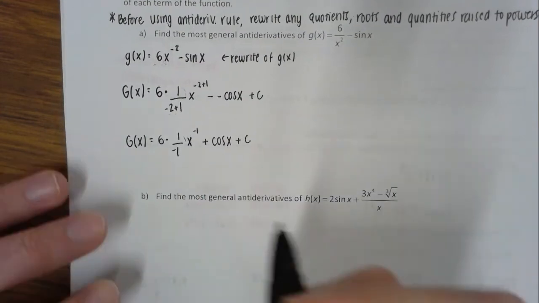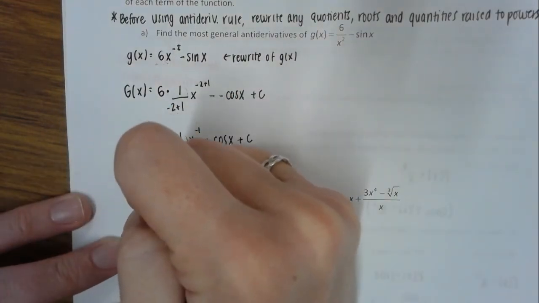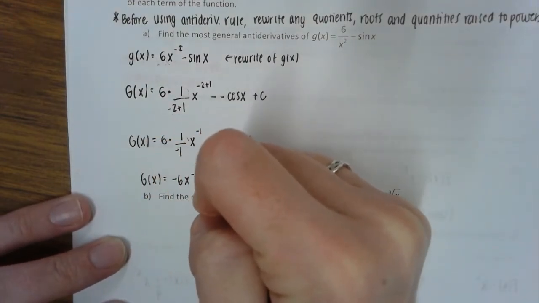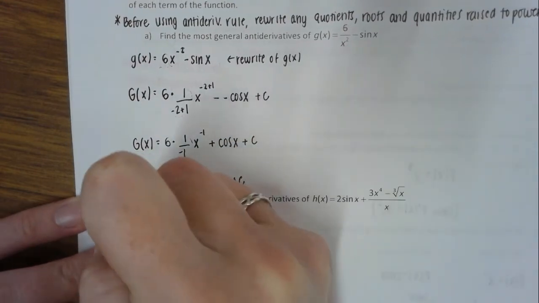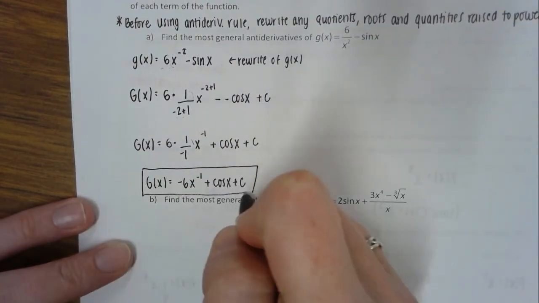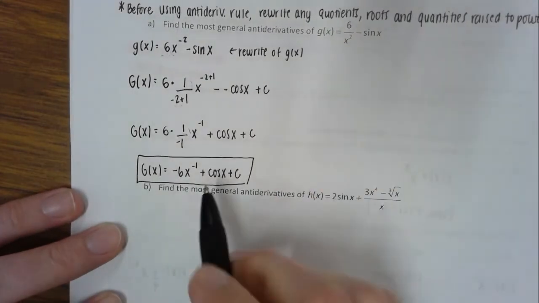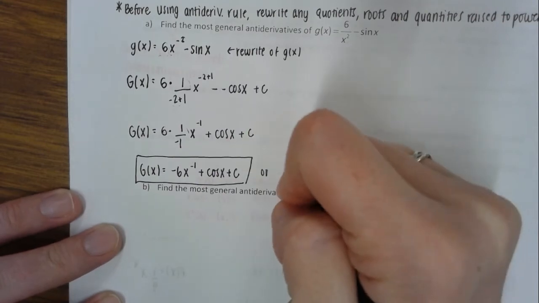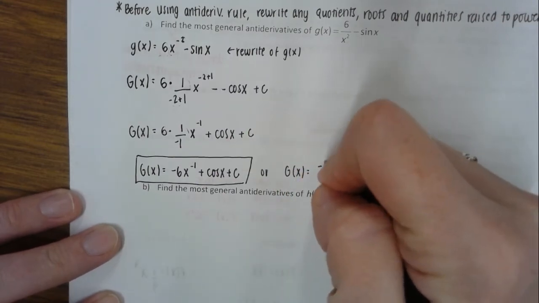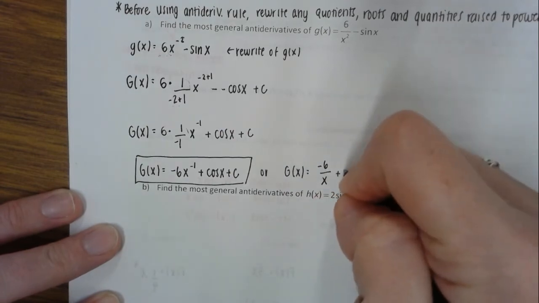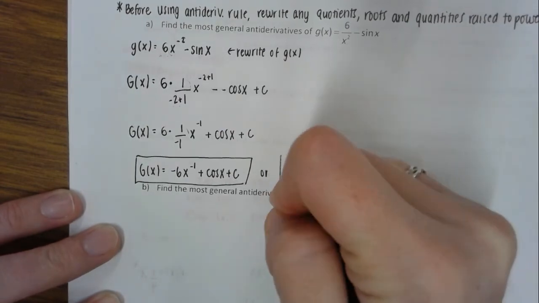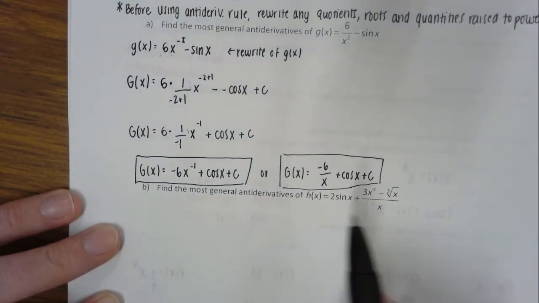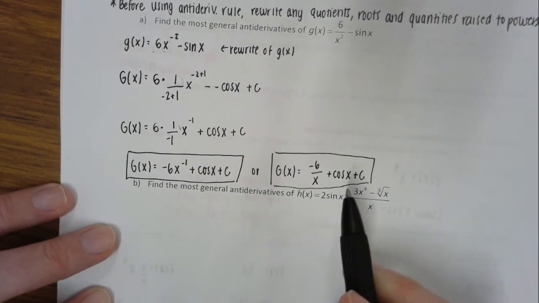And then I just want to clean this up a little bit. So big G of x would be, this is really 6 times negative 1, so negative 6, x to the negative first power plus cosine of x plus c. And I would definitely accept this as an answer, but just know that you can manipulate negative exponents back into positive exponents if you need to for some reason. So you could also write this as negative 6 over x plus cosine of x plus c. And that really means the same thing. You're just manipulating the x to be back down into the denominator with a positive exponent on it.